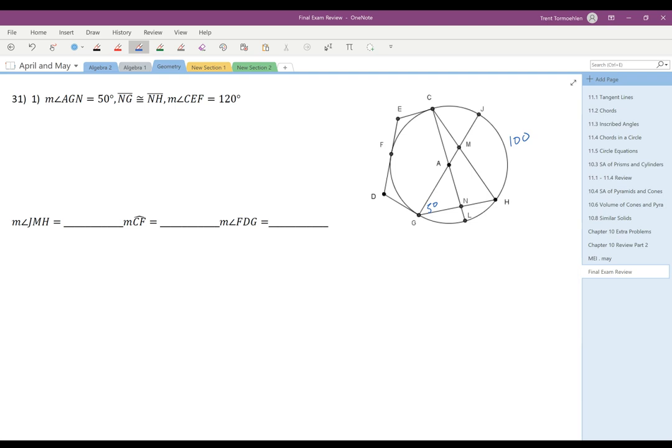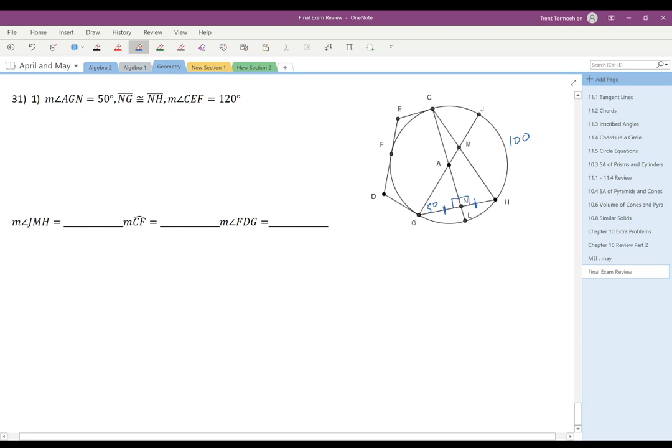And what that means, and this is a little bit subtle, we definitely had this theorem, is that N is the midpoint of GH. And since A is the center of the circle, this diameter CL is hitting GN at the midpoint, which means it's also a right angle. And so we know that these are right angles.